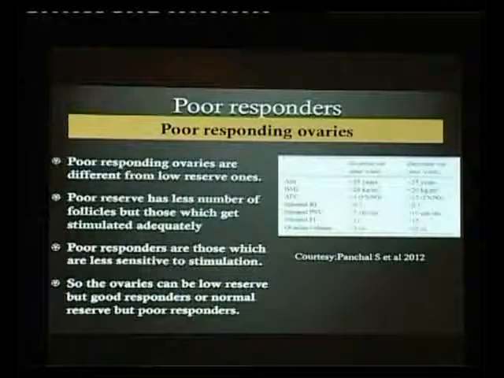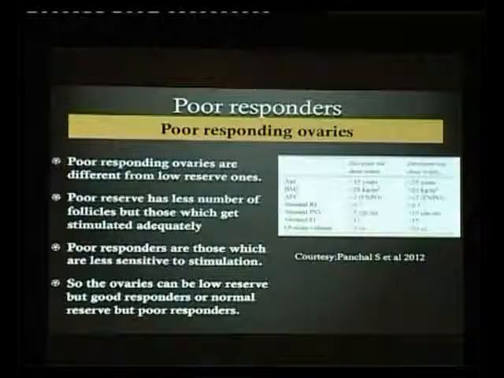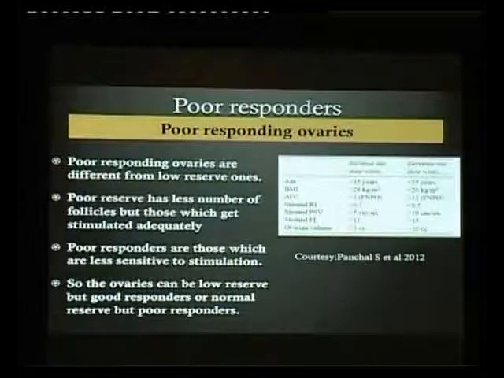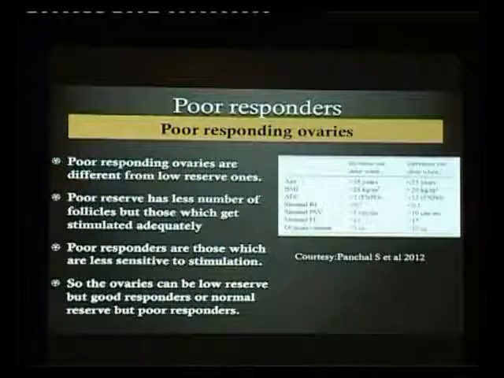Now, the poor responders are ovaries which are different from the low reserve ones. Poor reserve has a lower number of follicles, but those which get stimulated are quite normal. Poor responders are those which are less sensitive to the stimulation. So the ovaries can be low reserve but good responding, or normal reserve but poor responding.